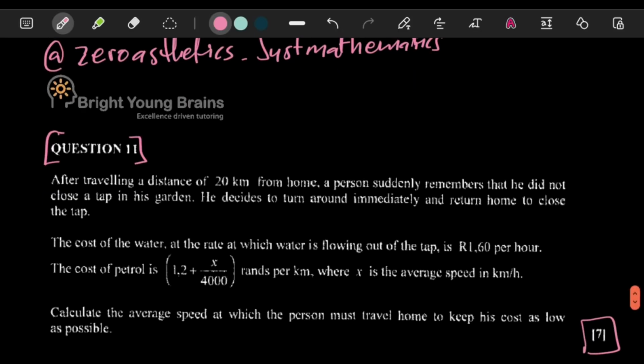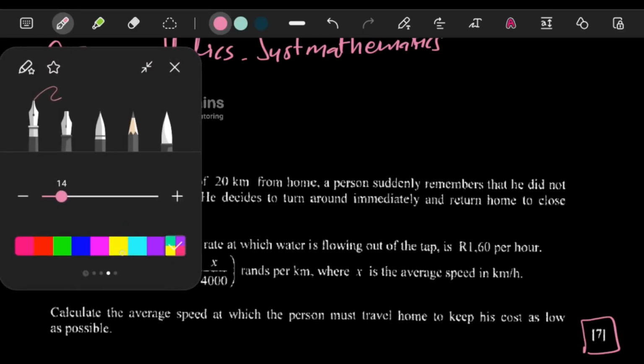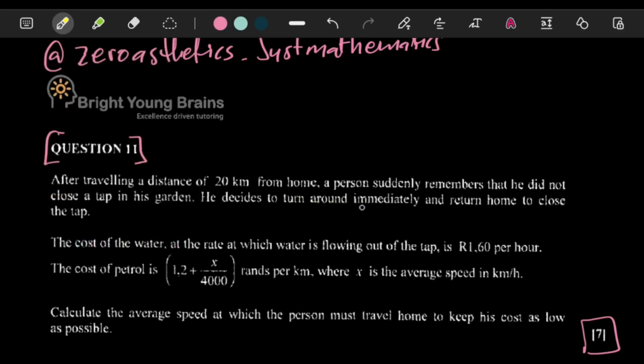So because of this, it says here, after traveling a distance of 20 kilometers from home, a person suddenly remembers that he did not close a tap in his garden. He decides to turn around immediately and return home to close the tap.